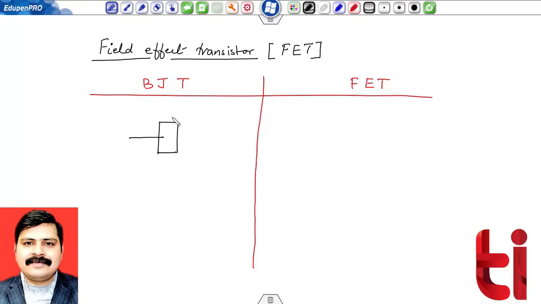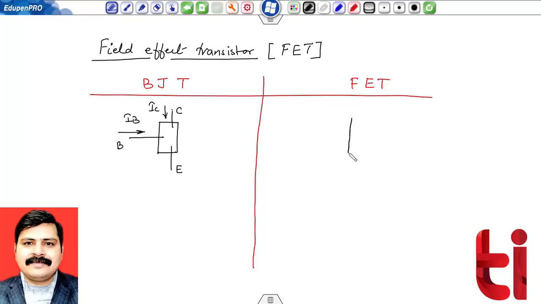So we are representing these like this. Suppose this is my collector terminal, this is my emitter terminal, and this is my base terminal. In general, the input is a current, which is my base current, and we are interested in the output current, which is my collector current IC.